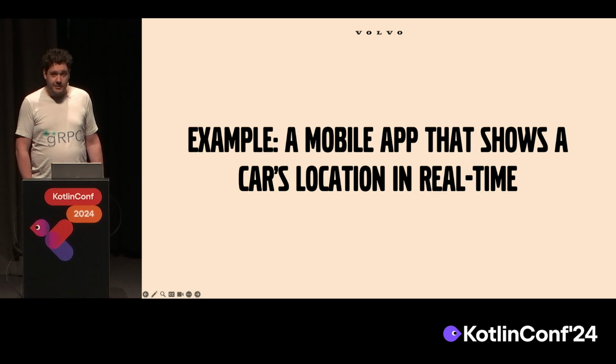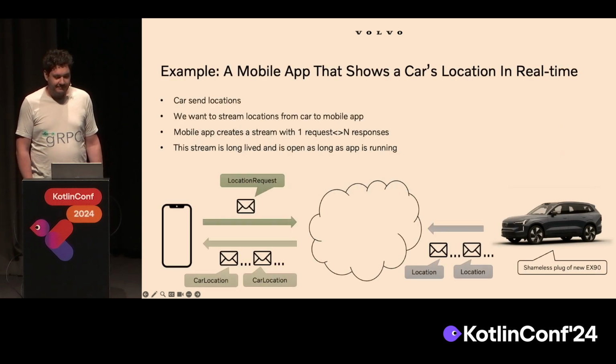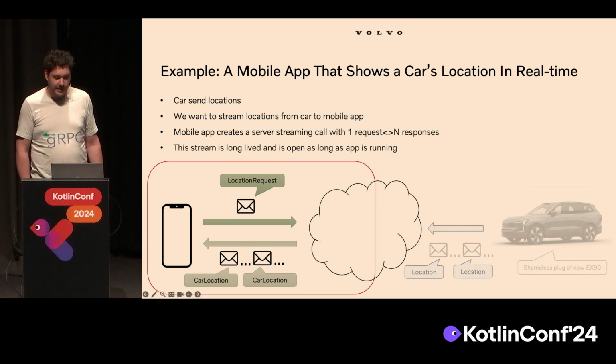And if we jump to a real-world example, we have a car that sends a continuous stream of locations. We have a mobile app where we want to show these locations. Actually, we should clarify: we're going to talk about this part between the cloud and the mobile app. If you want to hear about the other part between the car and the cloud, please buy us beers afterwards. 2 beers each. So the mobile app makes a server streaming call.